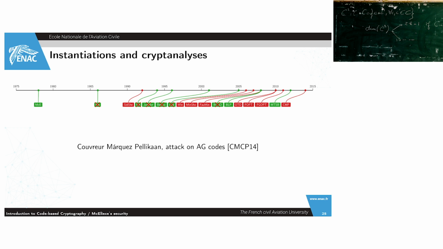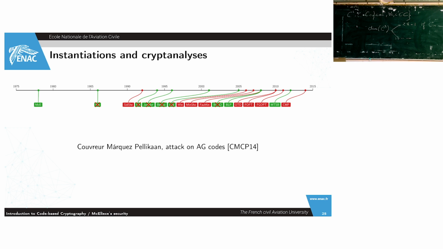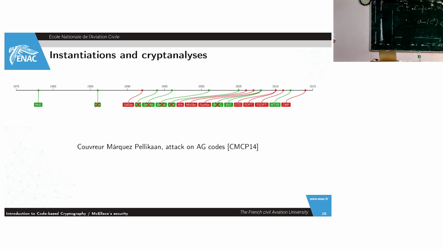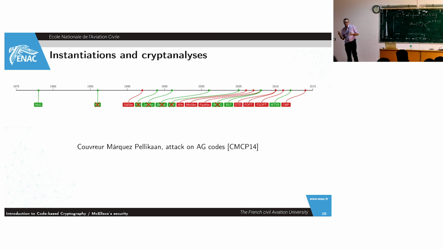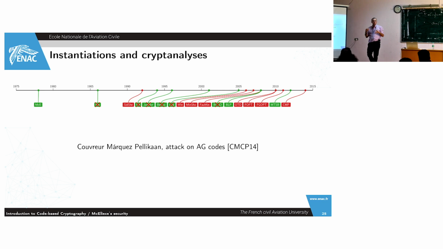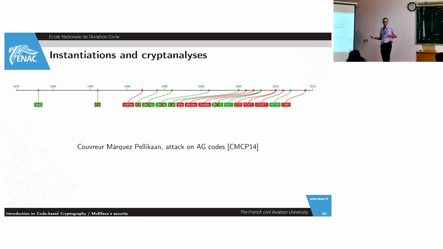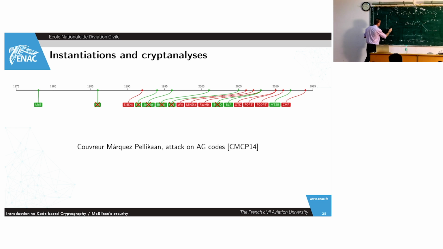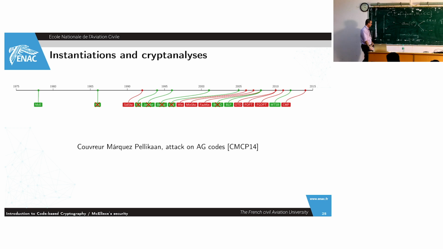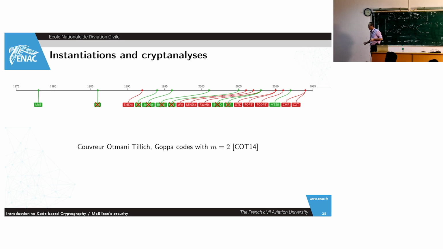QC-MDPC, where MDPC stands for Moderate Density Parity Check Codes. What moderate density parity check codes means is that you look at the parity check matrix and you look at the non-zero coordinates on each line or on each column, and it only has a moderate number of non-zero entries. When you say moderate, roughly the weight of each column is big O of square root of n. MDPC.